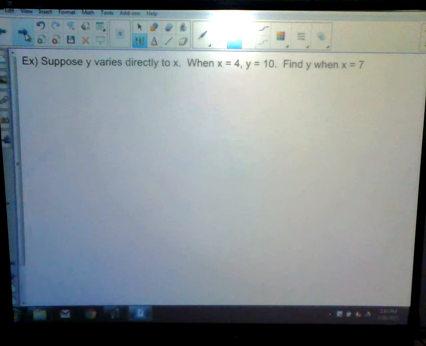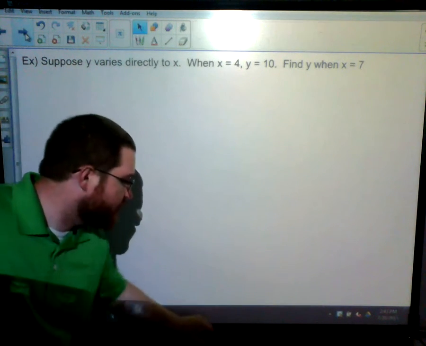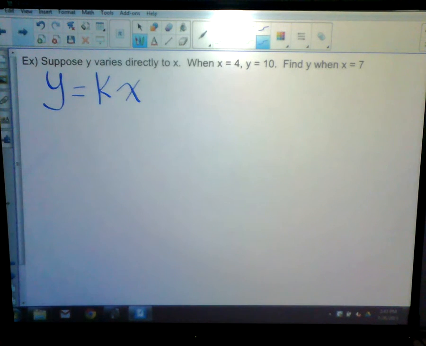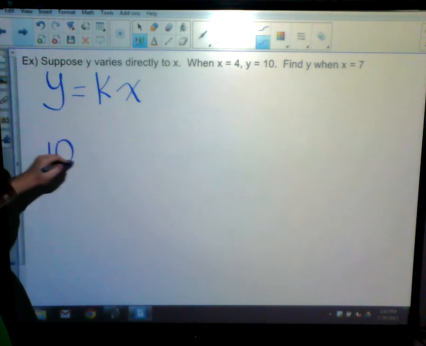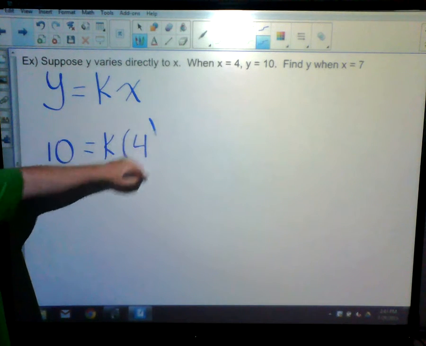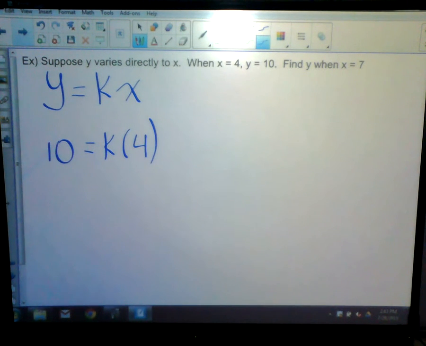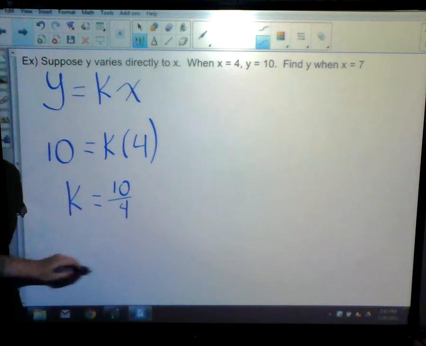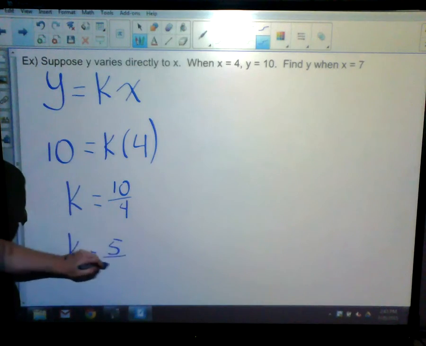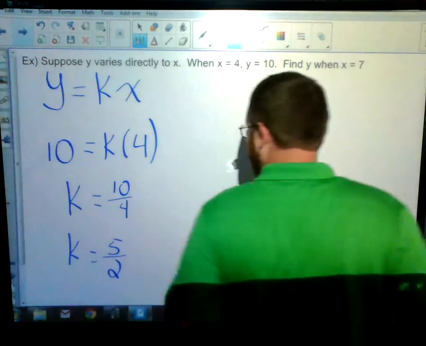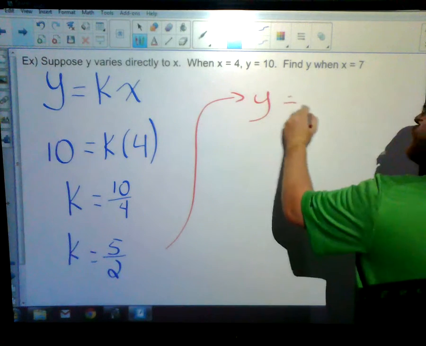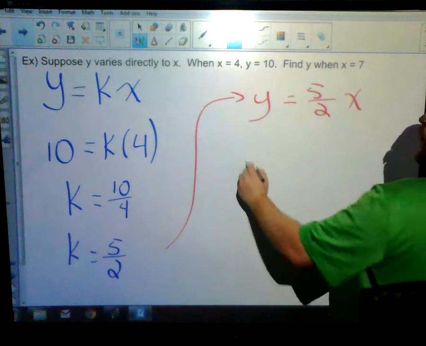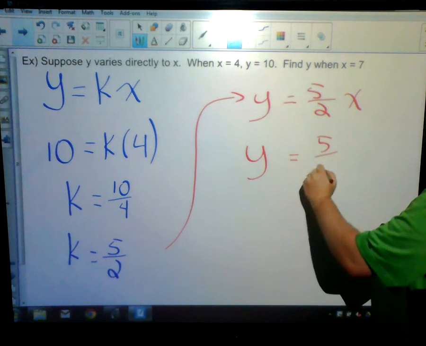Okay, let's try some examples real quick. Suppose y varies directly to x. So that means y equals kx. When x is 4 and y is 10, so let's stop right there. What piece of information can I now find? I can find k. K equals 10 over 4, which will simplify down to 5 over 2. Now let's rewrite the problem. Y equals 5 over 2x. Find y when x is 7.